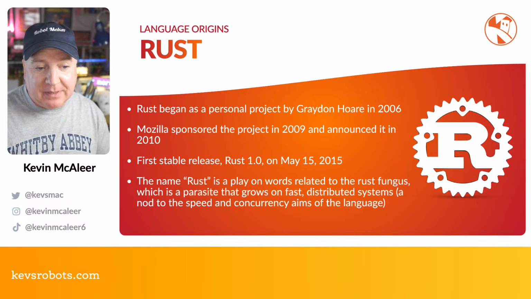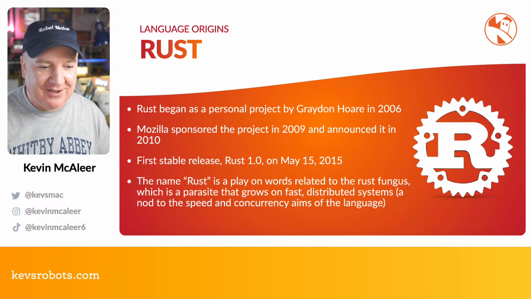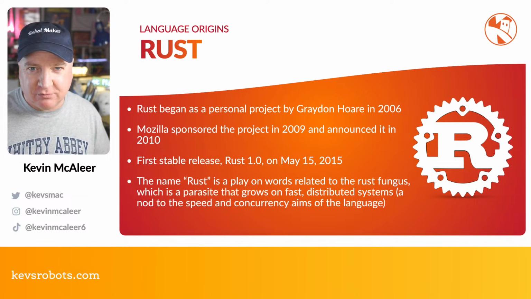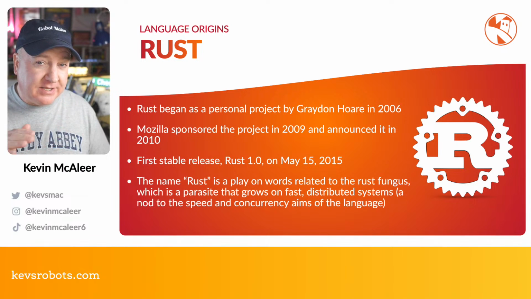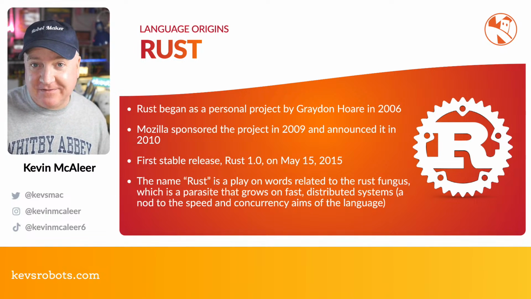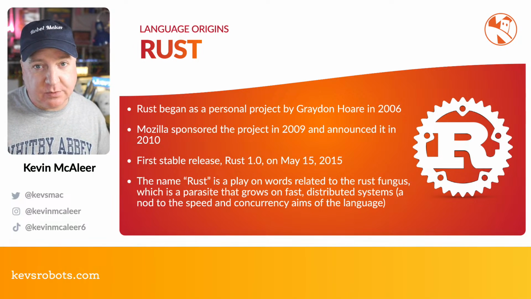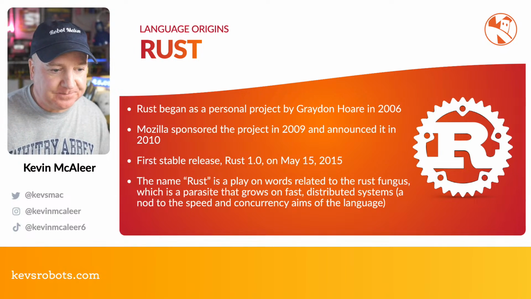So the name Rust is a play on words related to rust fungus, which is a parasite that grows on fast distributed systems, and a nod to the speed and concurrency aims of the language as well. So Rust, the idea is you can use a lot of the cores. If you think about how architecture has changed over the past 50 years in computing, we now have multiple cores. Even your mobile phone will have multiple cores on there. So Rust kind of natively takes care of these.